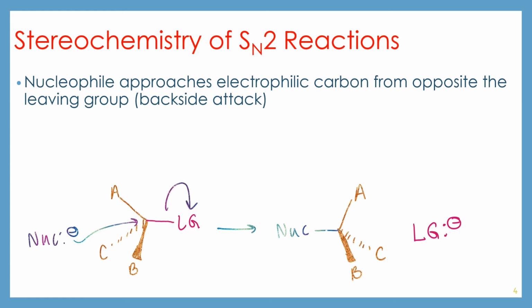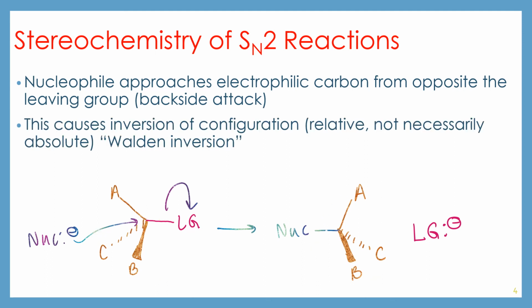Notice that in our previous example, if we were to assume that the leaving group and the nucleophile had the lowest priorities, the substituents go from A to B to C in a clockwise arrangement, but in the new product, they would go A to B to C in a counterclockwise arrangement. So the relative stereochemistry has been inverted. This is called a Walden inversion.